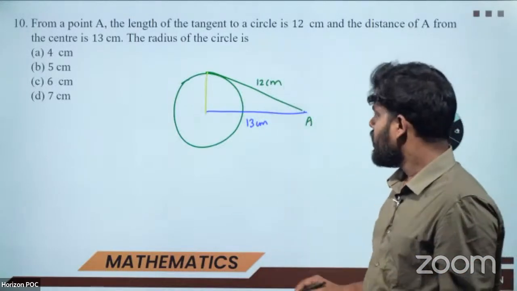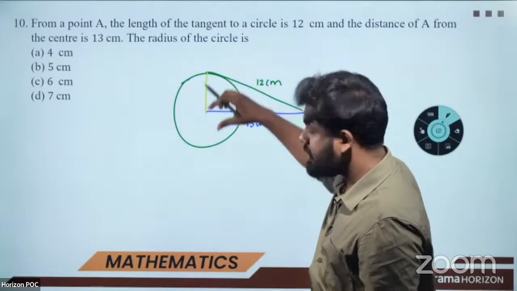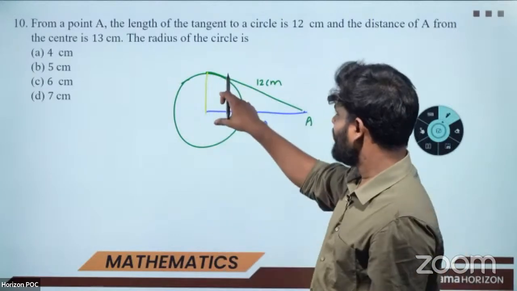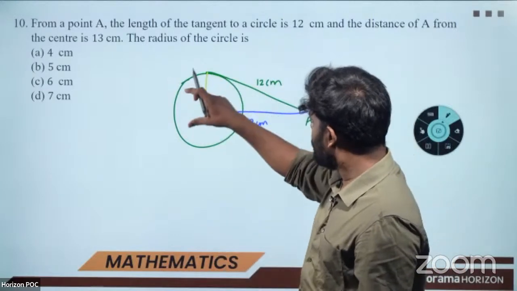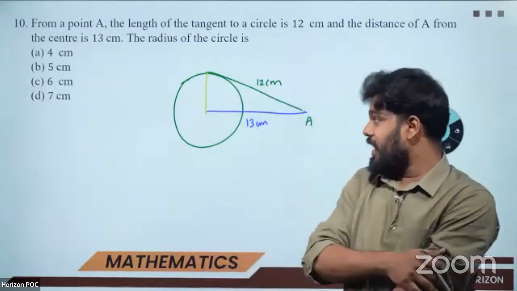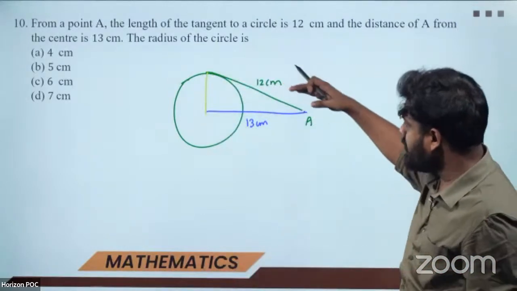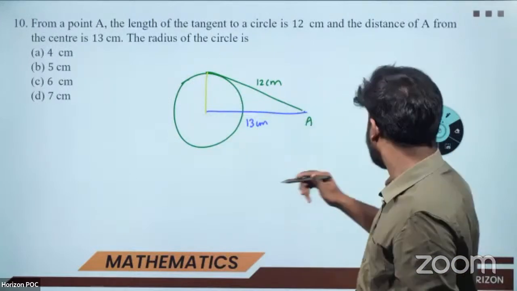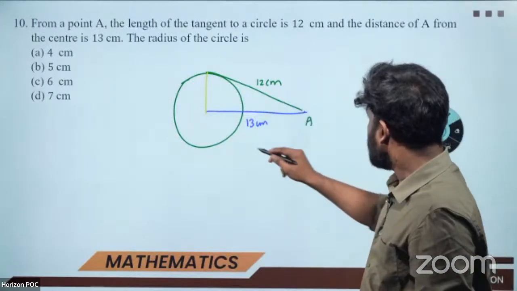Yes. Got it? I hope you can see this radius line that I've drawn in yellow color there. You might be finding it difficult to see, but there is a yellow line over there. Okay. The radius is marked so. You have the 12 centimeter here. You have the 13 centimeter here. I need to find out this radius r.